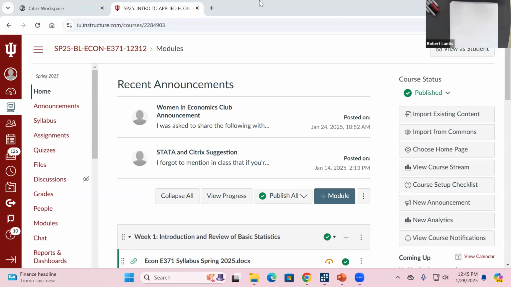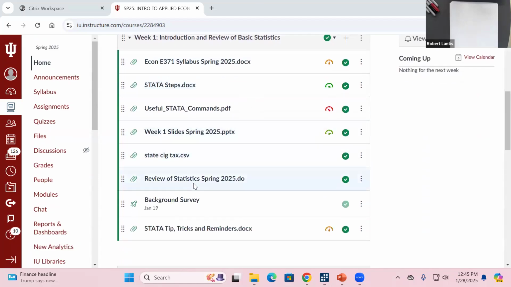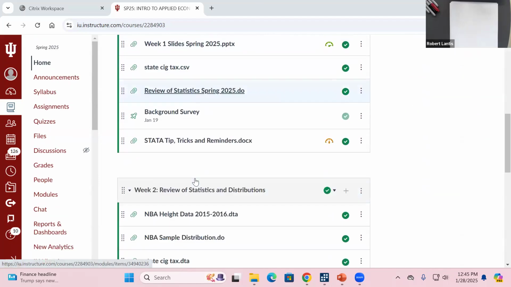So kind of pick up where we left off. Still doing a little bit of review. We'll jump into what maybe looks a little bit less like review, hopefully by the end of today's class, for sure on Thursday. So one thing we'll keep using is this review of statistics do file.